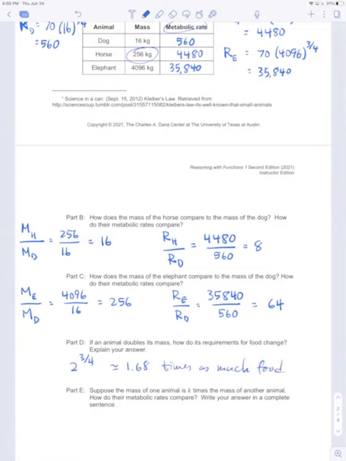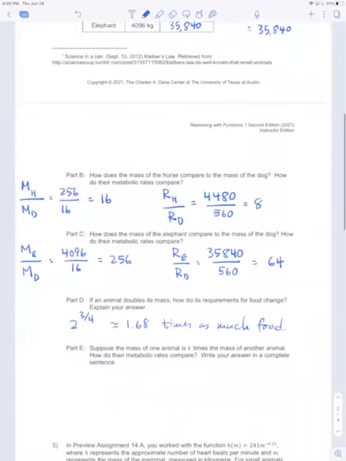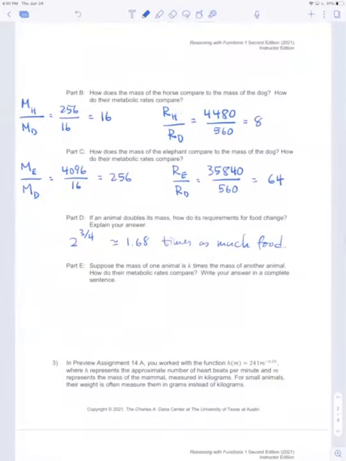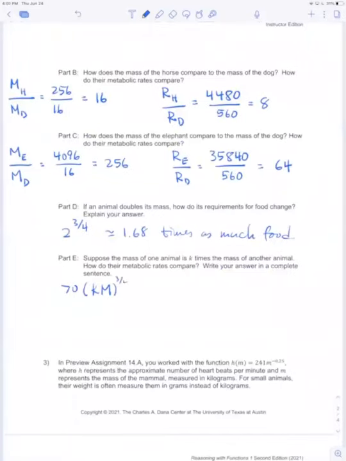Part E, suppose the mass of one animal is K times the mass of another. How do their metabolic rates compare? Write your answer in a complete sentence. Well, if we want to compare these, why don't we go 70 times, and we'll put k m on top like this to the 3/4, and then we'll go 70 times m to the 3/4.